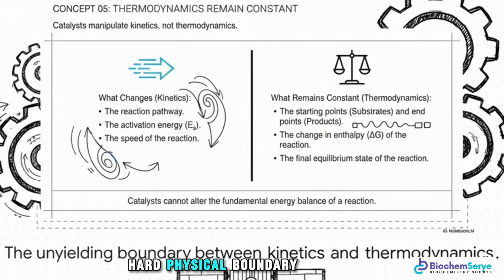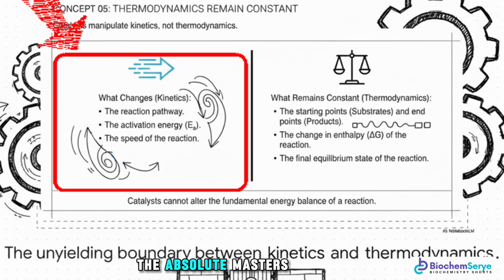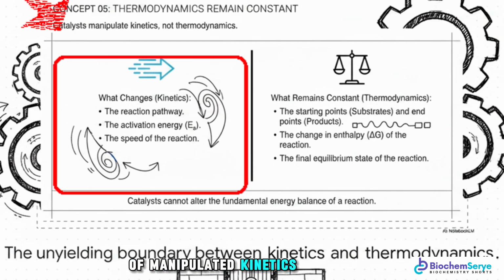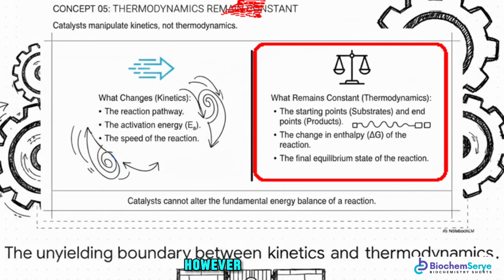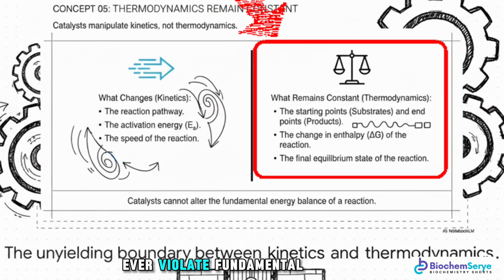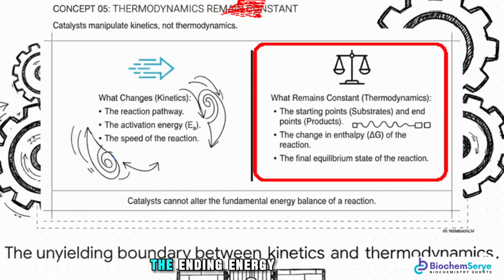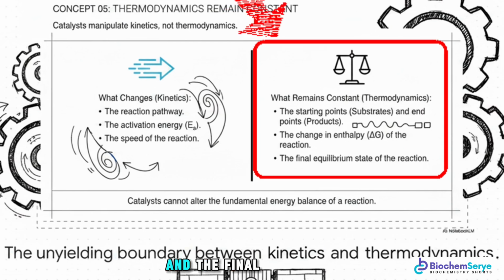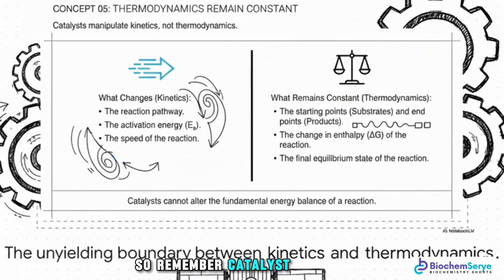But there's a hard physical boundary we really have to respect here. Biological accelerators are the absolute masters of manipulated kinetics. They heavily dictate the reaction speed and the precise chemical pathway. However, they mathematically cannot ever violate fundamental thermodynamic laws. The specific starting energy of your substrates, the ending energy of your biological products, and the final chemical equilibrium, those remain absolutely constant. So remember, catalysts manipulate the speed of the journey, but never the fundamental mathematical energy balance.